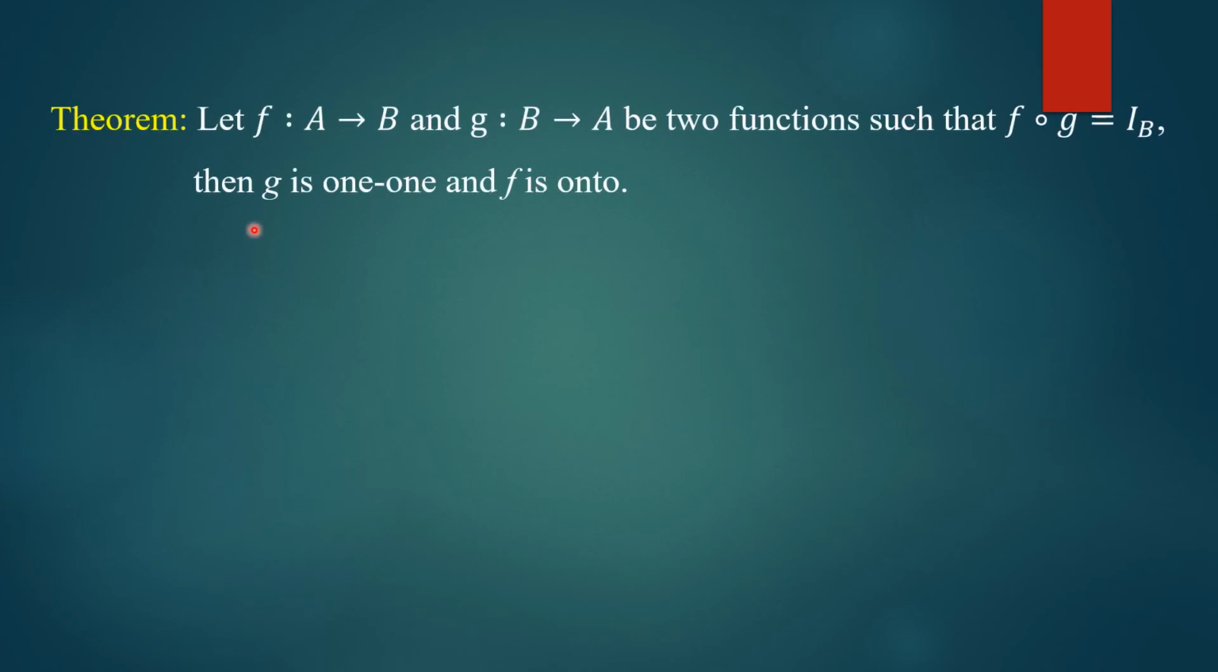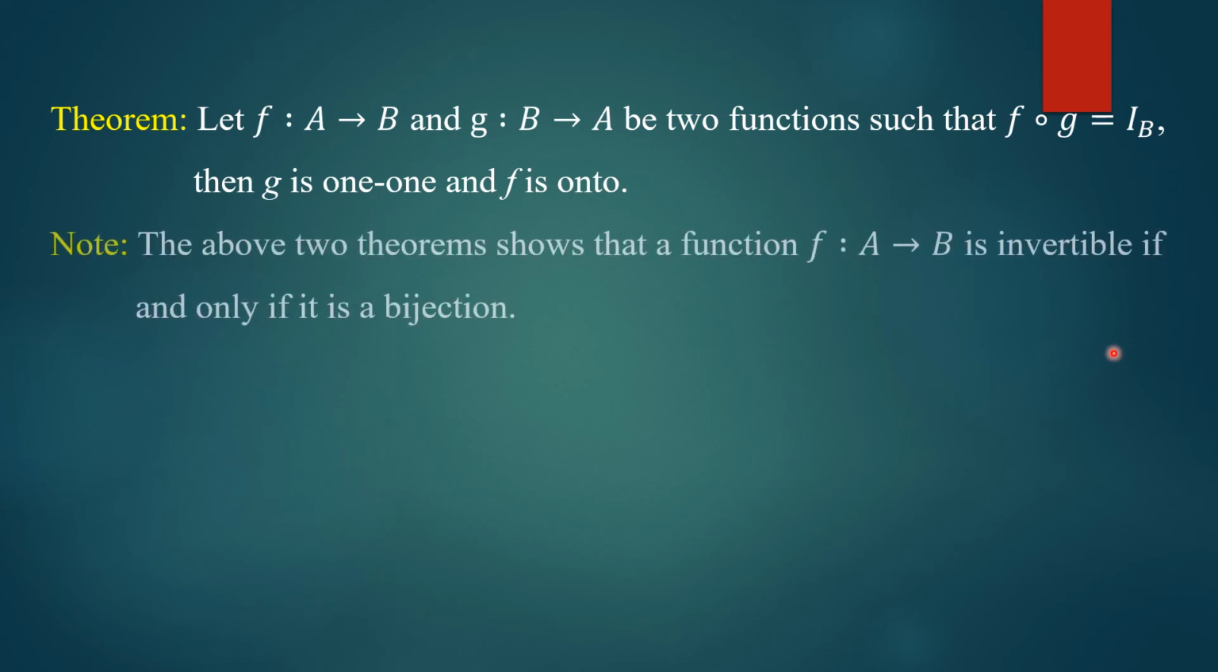Again a theorem. f of A to B and g of B to A, these are two functions such that fog is equal to identity of B, then g is onto. Same thing, this is one-one and this is onto. Like the previous theorem you can prove this one actually. Okay, so I leave this one for you. You see a note here: the above two theorems show that f of A to B is invertible if and only if it is a bijection, meaning f is one-one as well as onto. Then the function is invertible. This is one important thing.